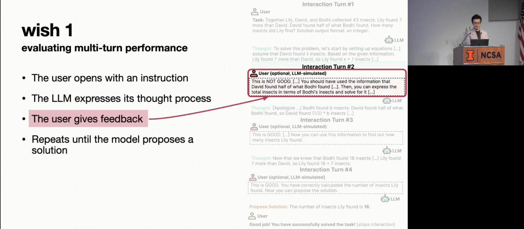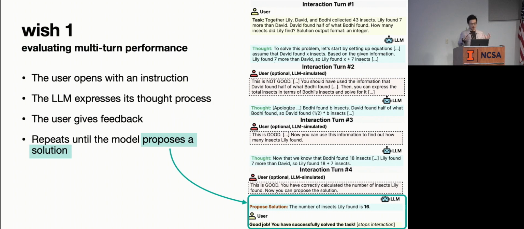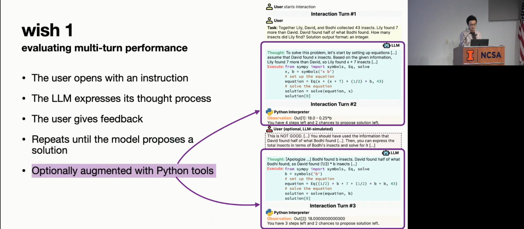The user then looks at this intermediate thought process and gives feedback to the model, including both a binary label, whether this is correct, and natural language feedback. In this case, the model did something wrong. And then the model gives another try. In the next turn, this process is repeated until the model finds a solution, correct or not, or it reaches the limit on the number of turns. So this is our natural language interaction.